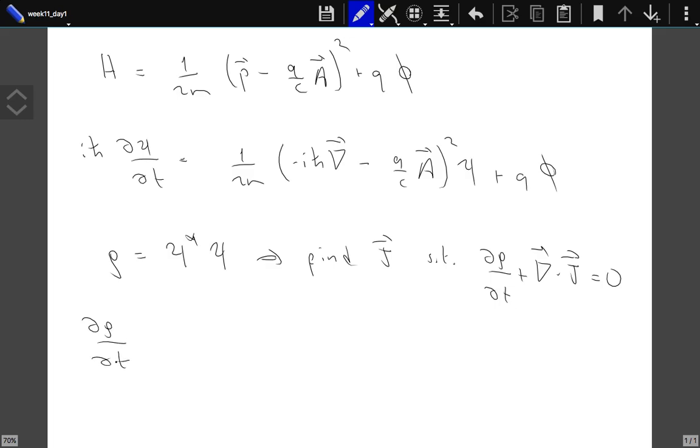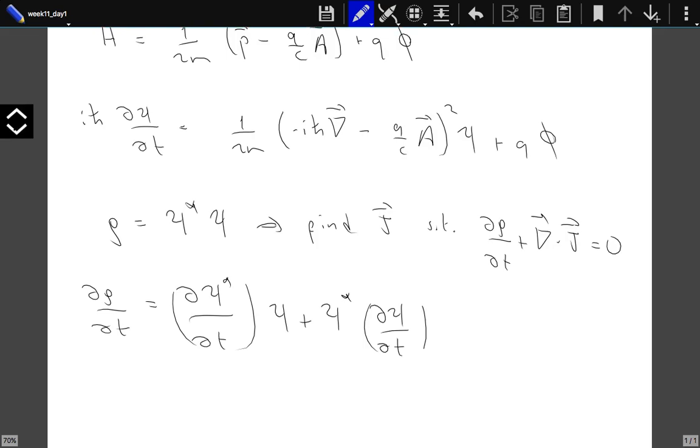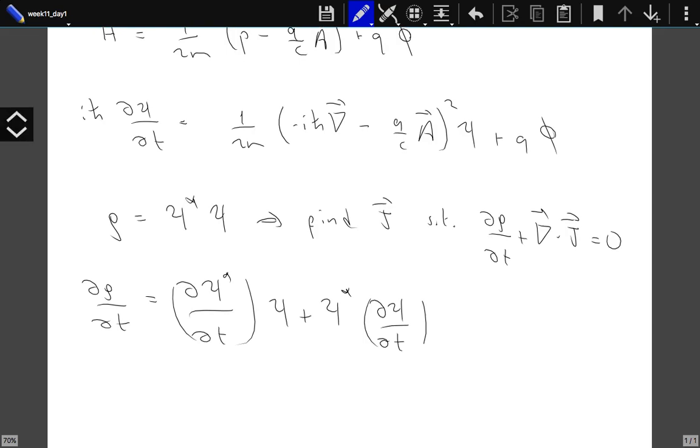Now let's take the time derivative of this probability density. This will be the time derivative of ψ* multiplied by ψ, plus ψ* multiplied by the time derivative of ψ. We know what the time derivative of ψ is from our Schrödinger equation. Let me write it in this form: this is twice the real part of ψ* ∂ψ/∂t, because the first term is nothing but the complex conjugate of the second term.